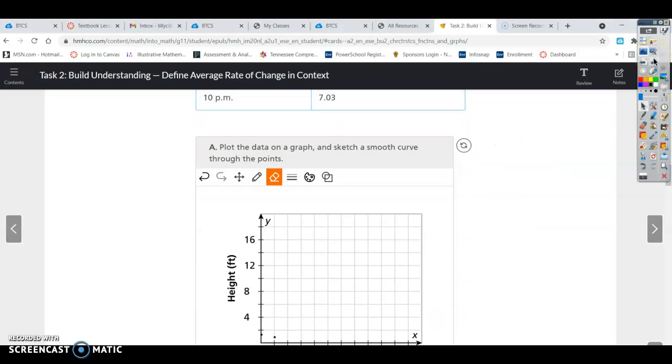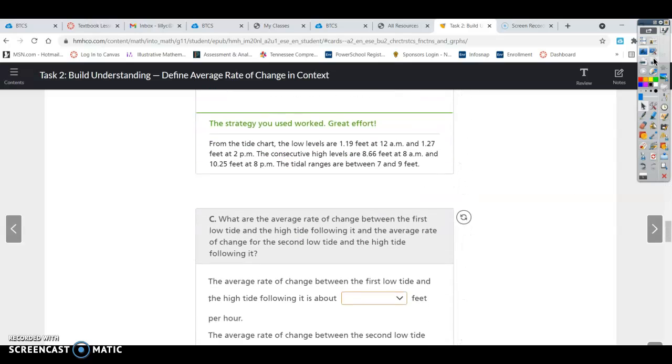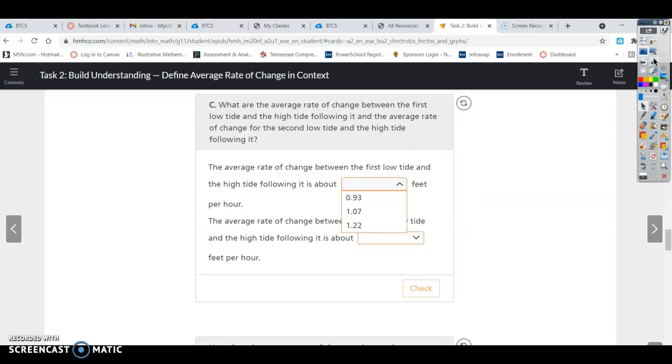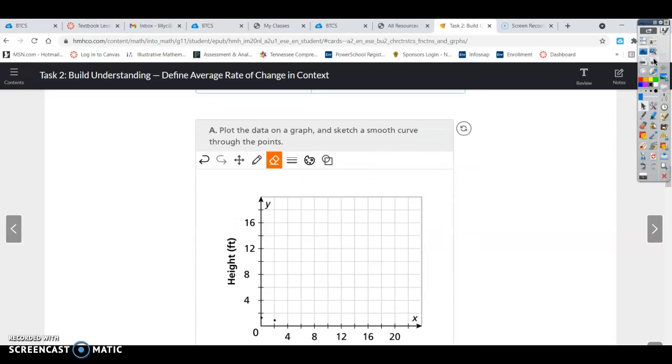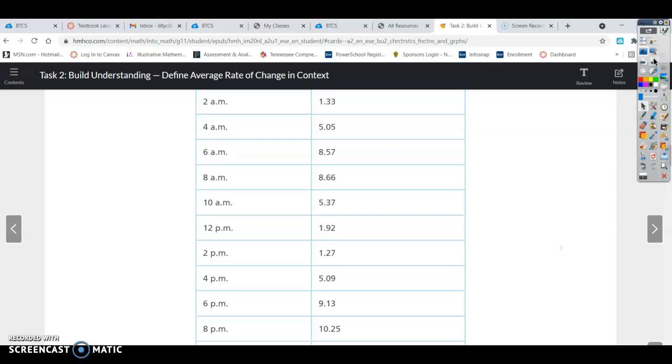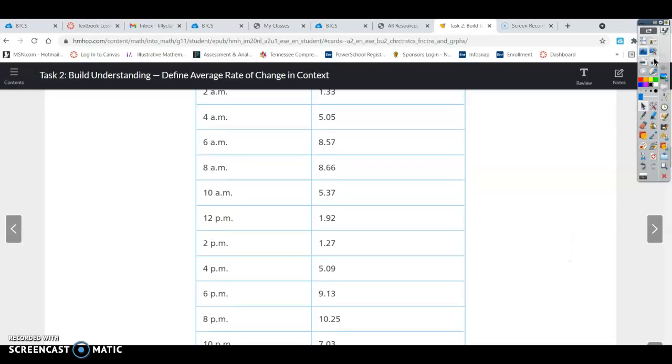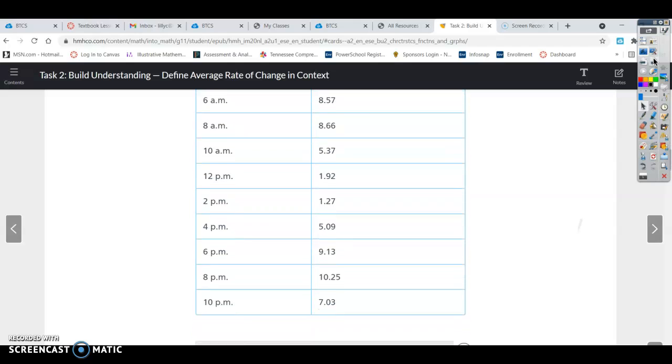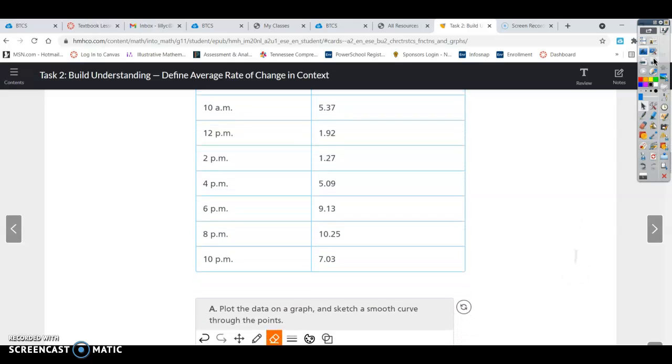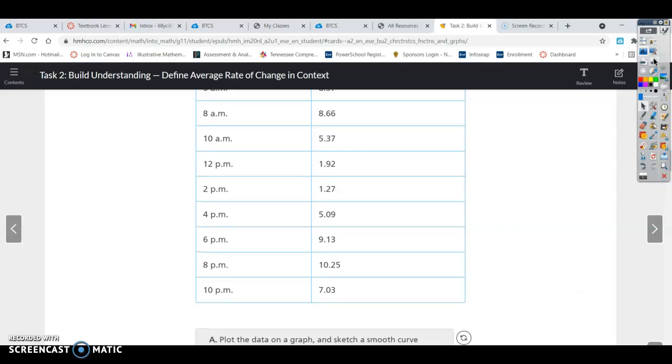So let's go back and see if that's one of our choices. And it is, so let's click on that. And then it says find the average rate of change from the second low tide to the high tide that follows it. So the second low tide looks like it occurs at 2 p.m. and the next high tide at 8 p.m.